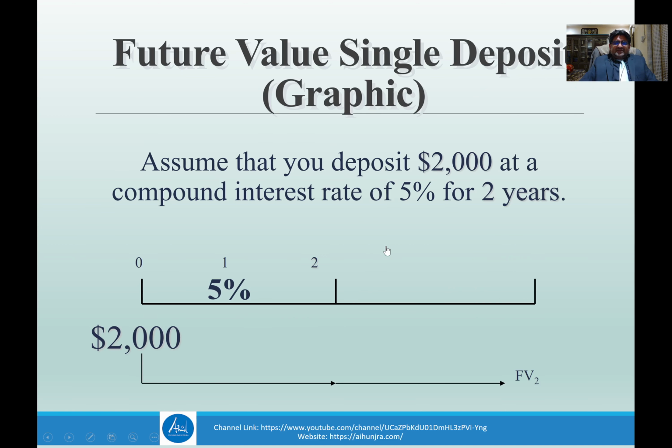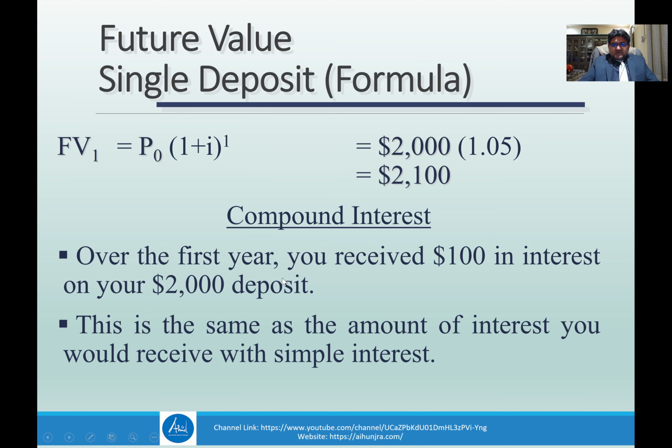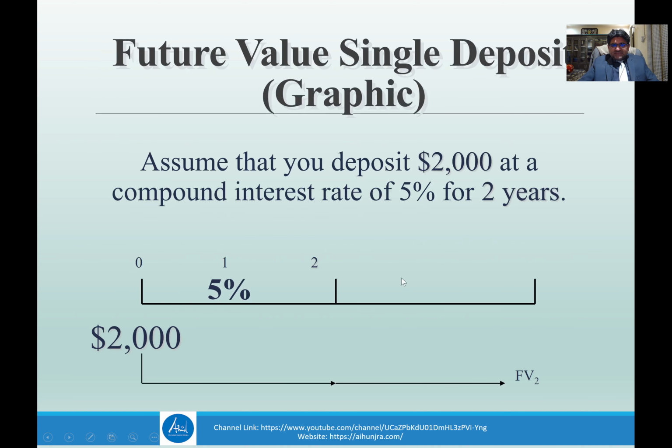So here we have an example of compounding. Assume that you deposit 2000 at a compound interest rate of 5% for 2 years. You deposit means we are going to deposit today. That is present value. If you deposit today, time is 0. After 1 year, time is 1. After 2 years, time is 2. The rate of return is 5%.